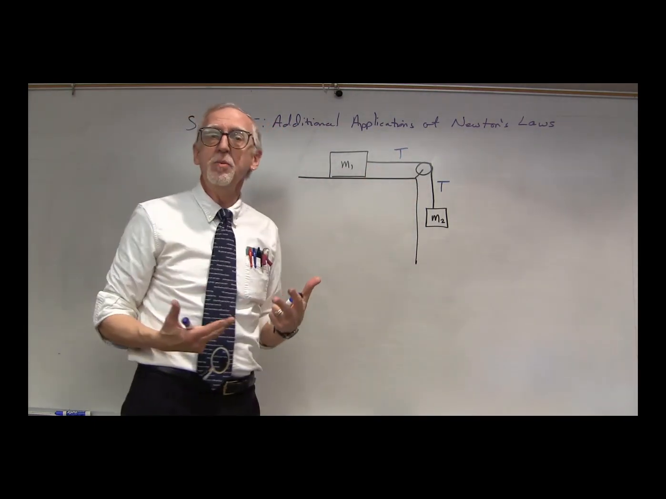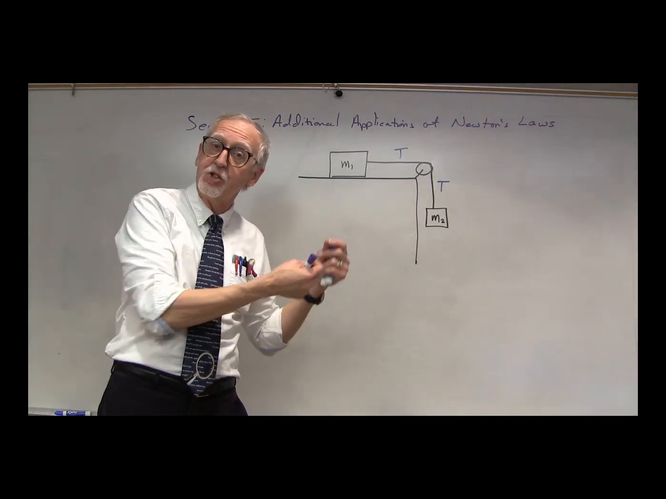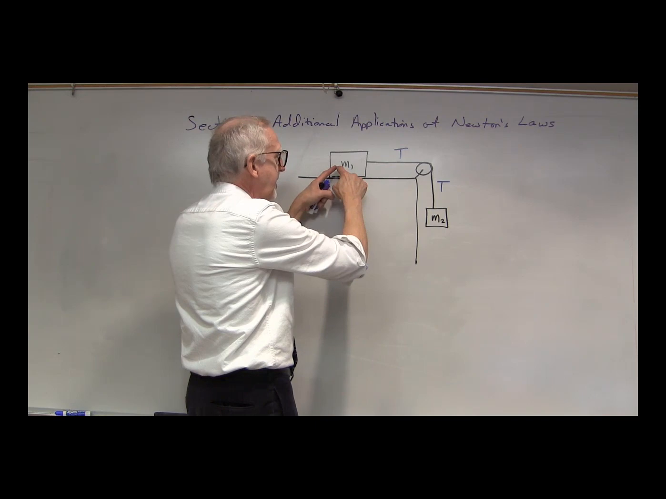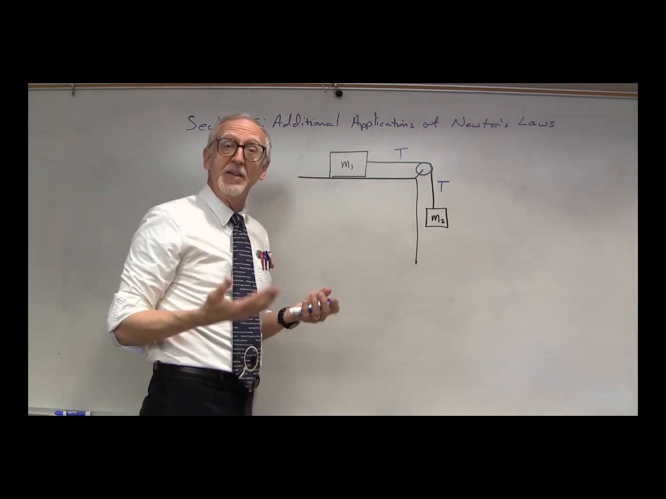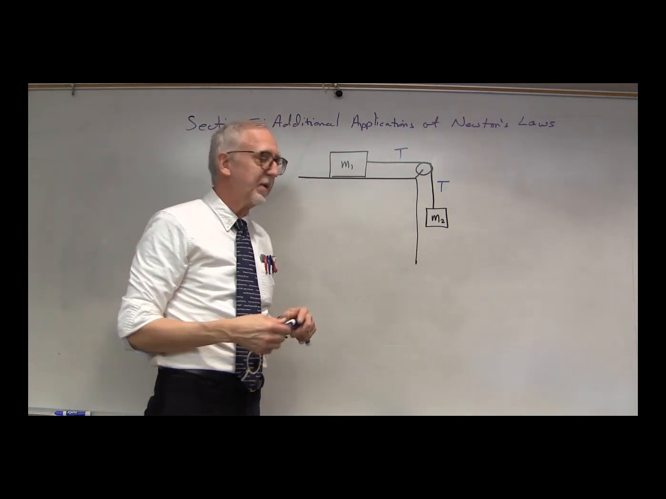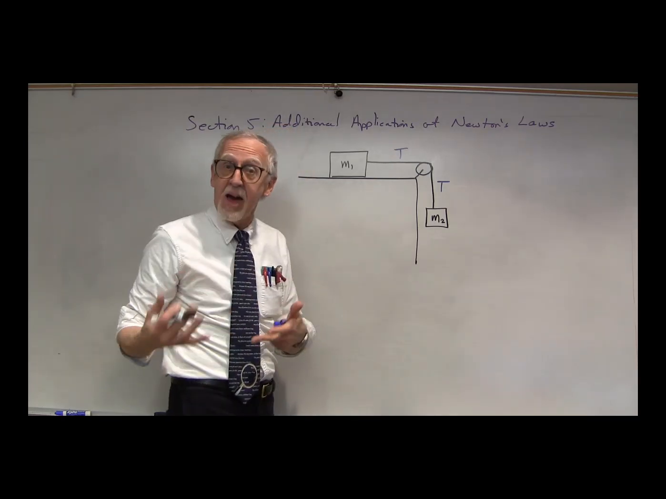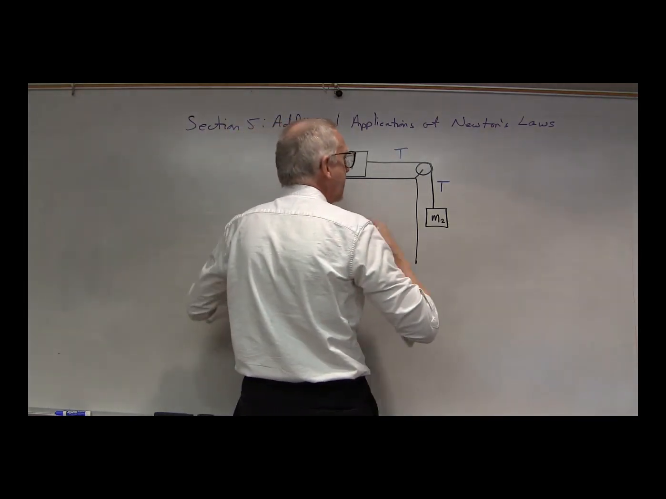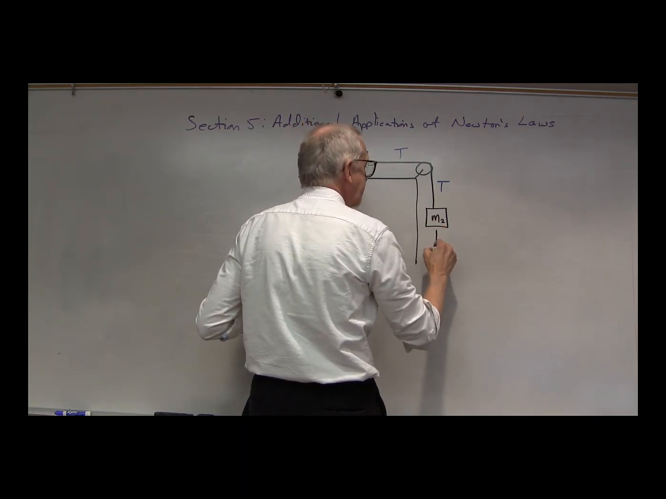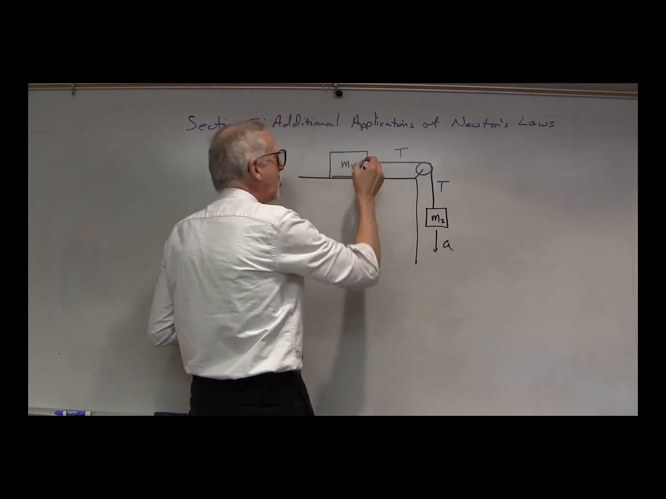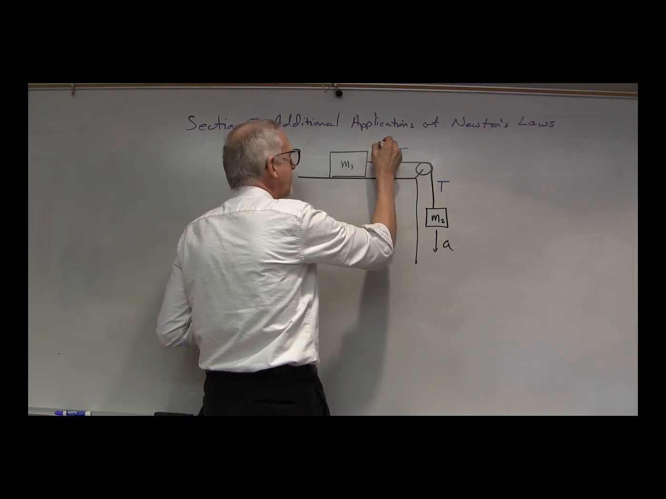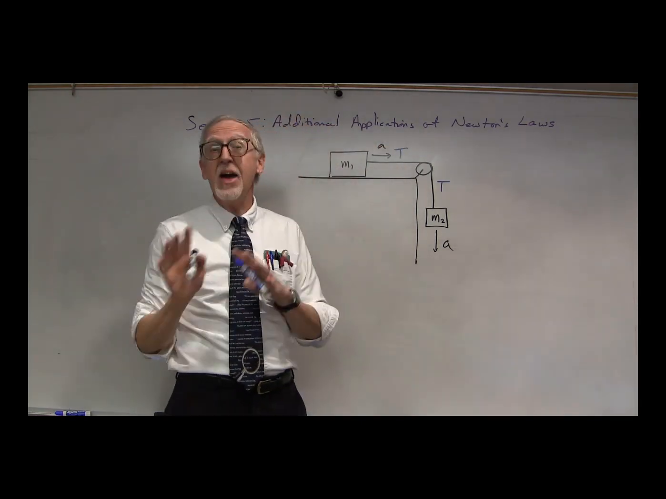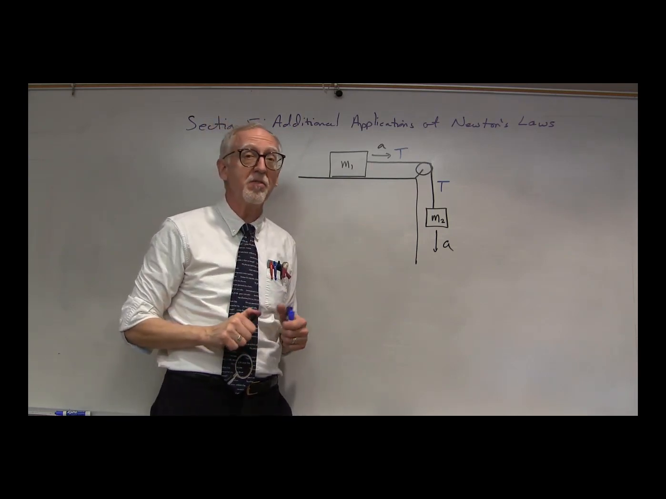Again, we're going to assume that the string does not stretch, so whatever amount m2 comes down will be the same amount as m1 goes over, which basically tells us what? The accelerations will have the same magnitude. I didn't say the same, because let's keep in mind that m2 will be accelerating downwards while m1 will be accelerating to the right. So while the directions are not the same, the magnitudes are the same, and that's going to be very, very important for us.